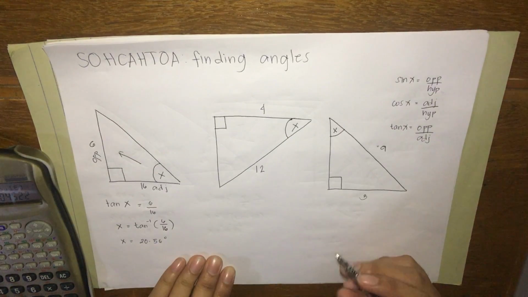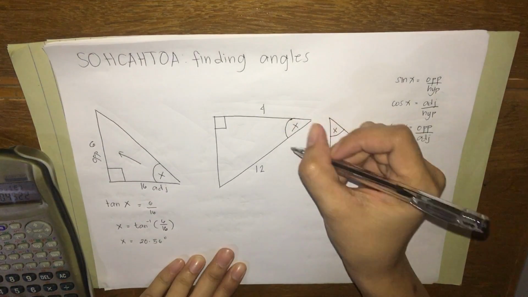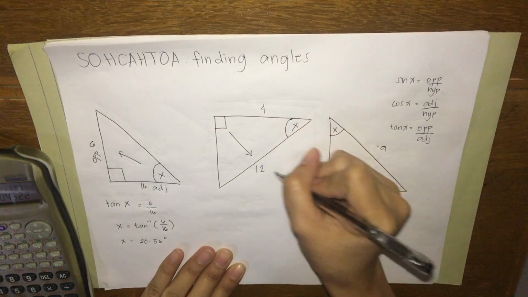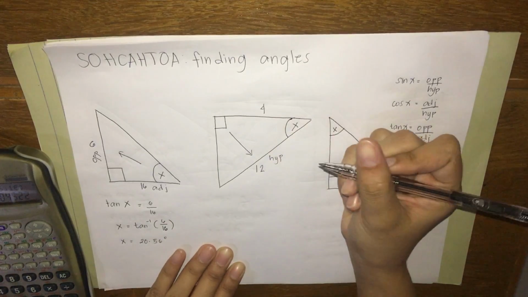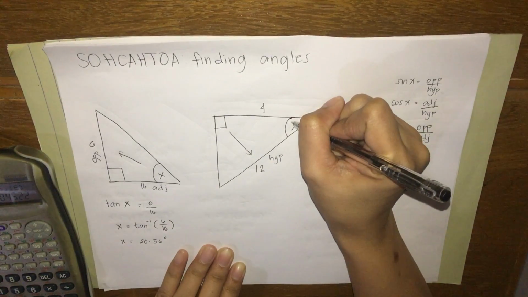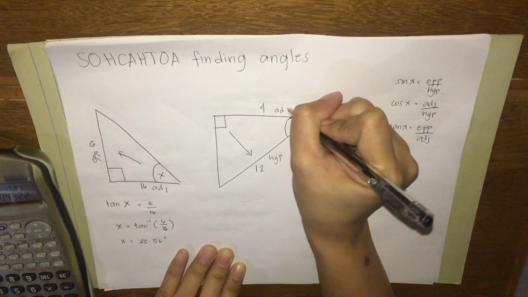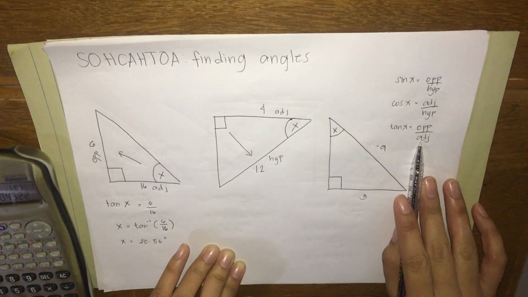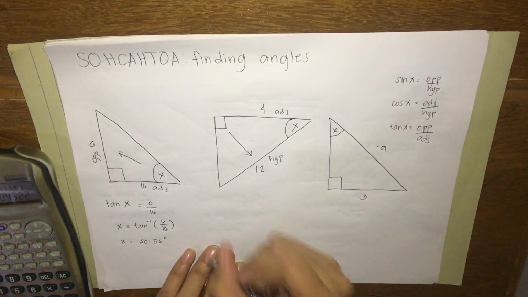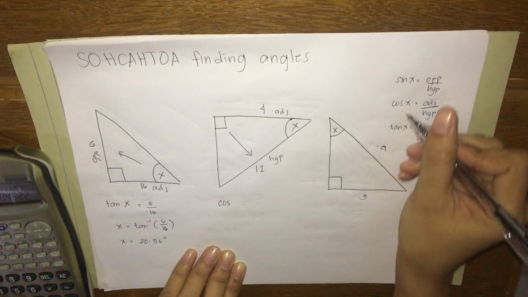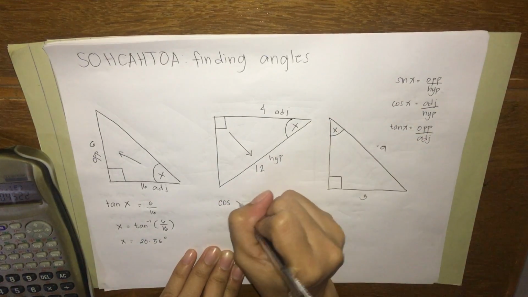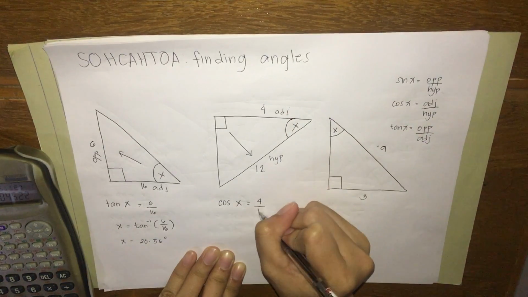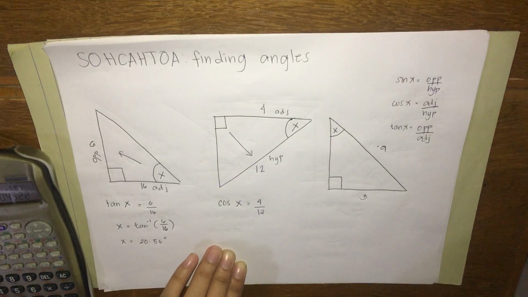So next, again, we're going to identify. So here, this is the opposite of the right angle, so it is the hypotenuse. And this is next to the angle, so this is the adjacent. So we're going to find the hypotenuse and adjacent. Hypotenuse and adjacent, we're going to use the cosine equation. Cosine, which angle is unknown, so cosine x is equal to adjacent, which is 4, over 12, which is the hypotenuse.